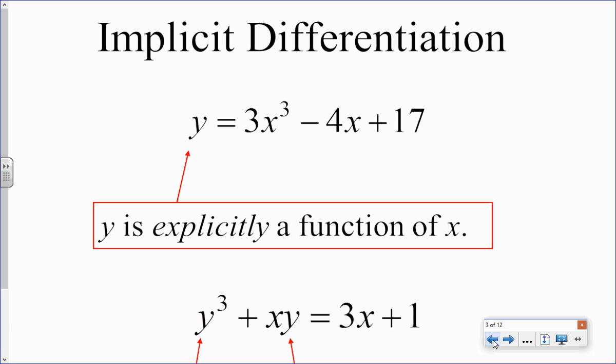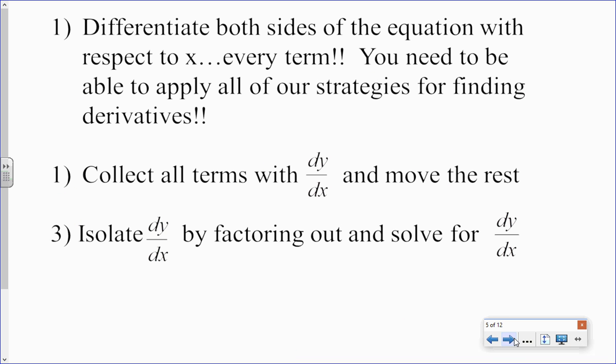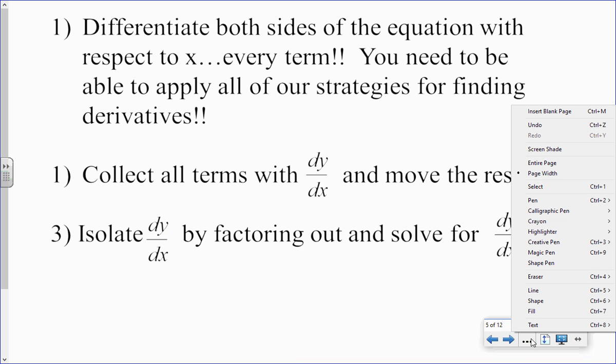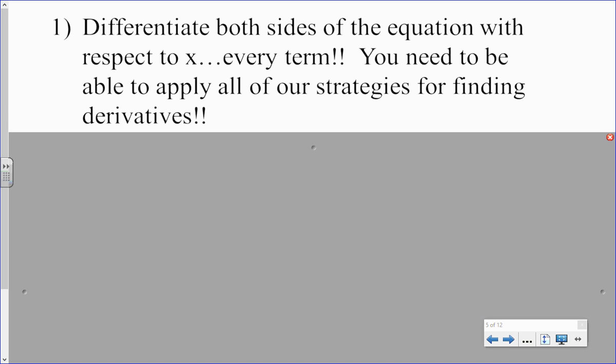What happens if I give you an equation that looks like this down here and I say find the derivative? This is what I'm going to have you do. The first thing is you need to differentiate on both sides with respect to x. Every single term, right side, left side, wherever it is, you need to differentiate with respect to x.